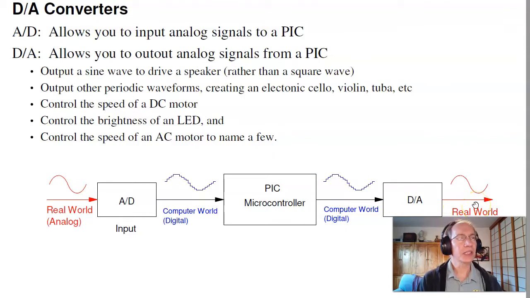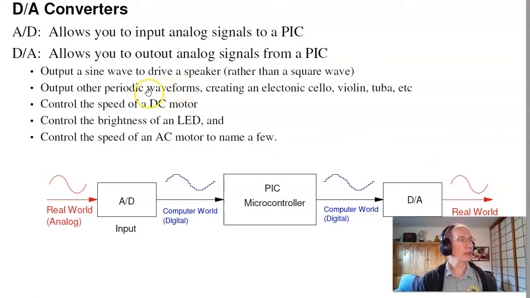So you don't have to have things just being 0 volts, 5 volts, off and on. You can have shades of gray. You can go 0 to 5 volts, in this case with 4095 different levels. What that lets you do is output a sine wave to drive a speaker, so you get a nice clean whistle rather than a sharp noise.